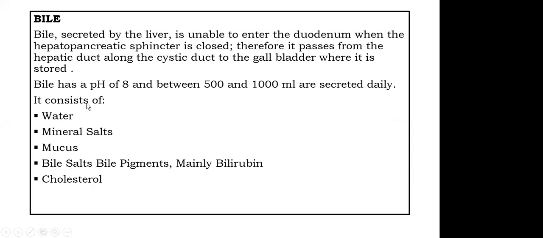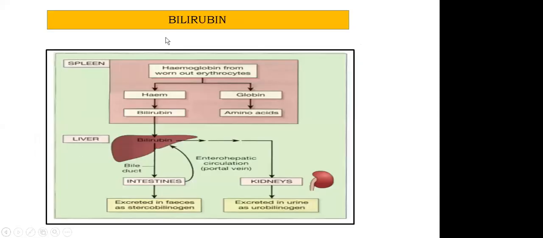What does this bile juice contain? It contains water, mineral salts, mucus, bile salts, bile pigments, and mainly bilirubin and cholesterol. What is this bilirubin? You should get a doubt. See, I'll show you what is bilirubin. It is one of the products of hemolysis of erythrocytes. The hepatic macrophages, that is nothing but the Kupffer cells in the liver, and also the macrophages that are present in the spleen and bone marrow, cause hemolysis.